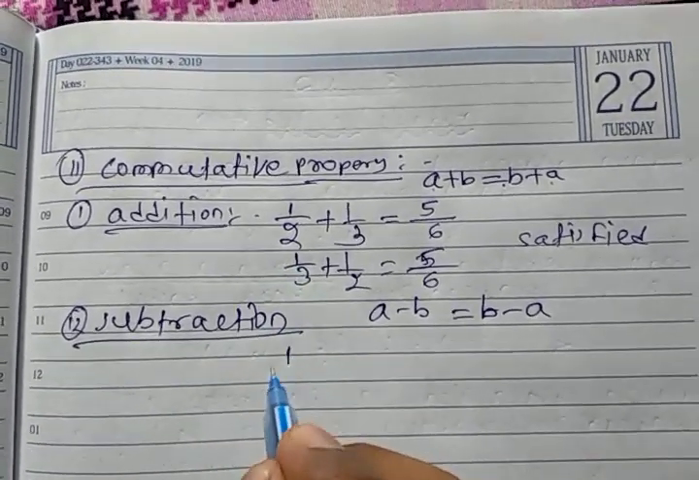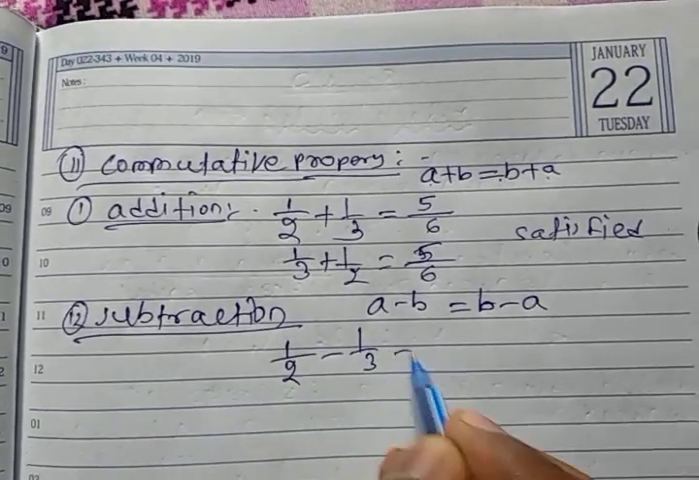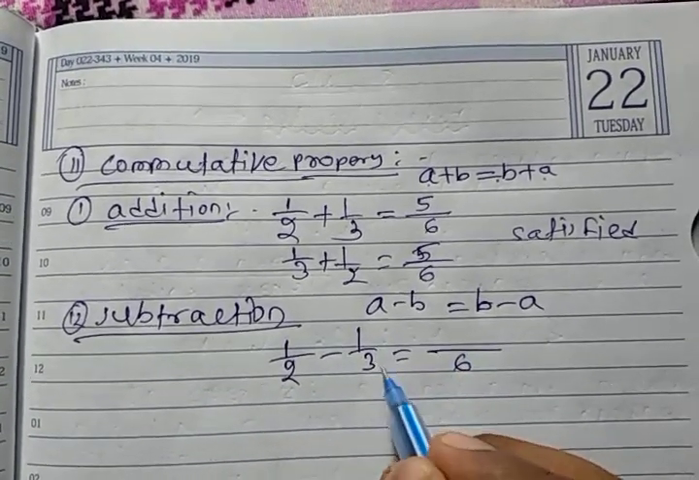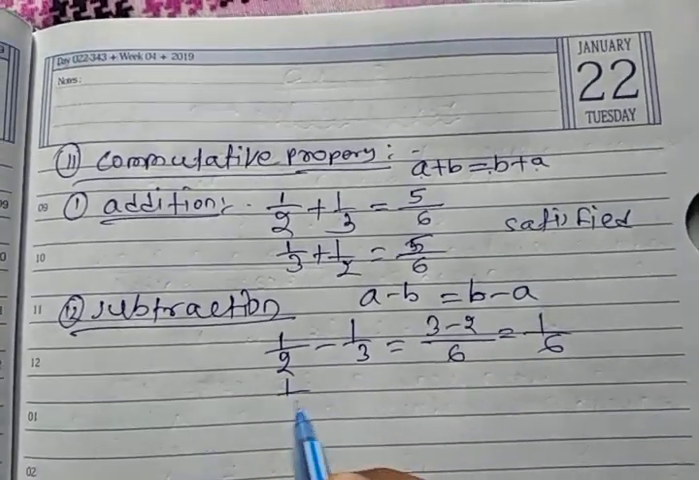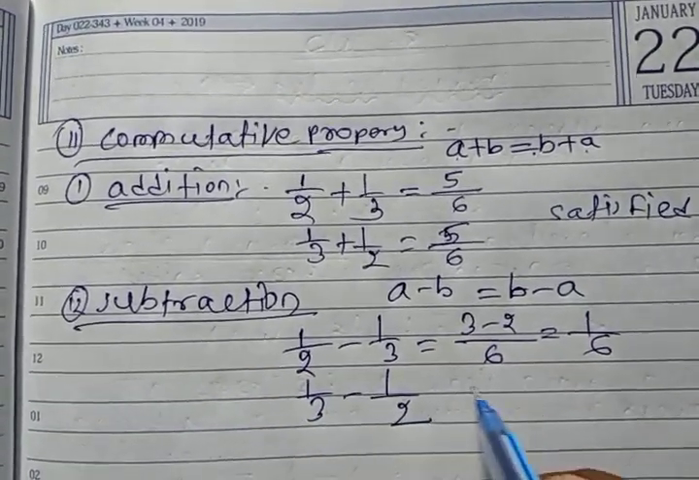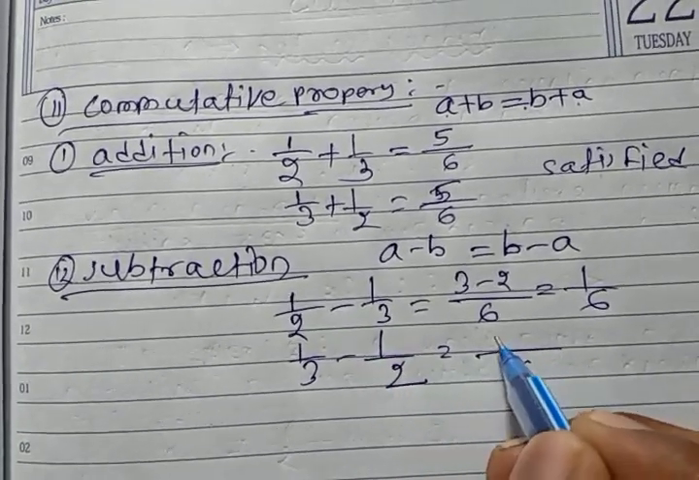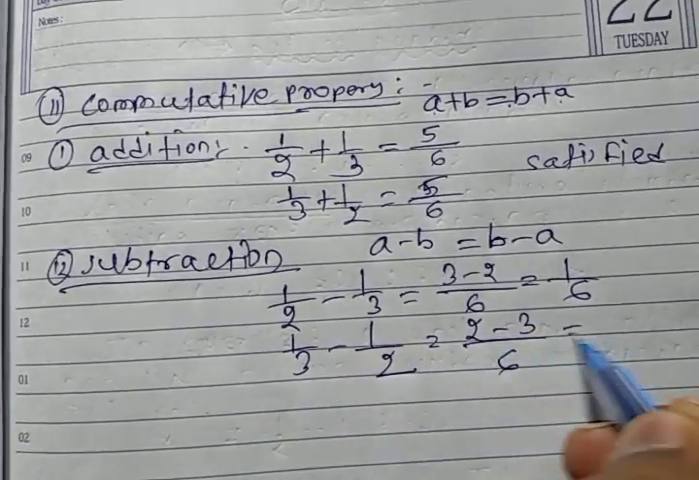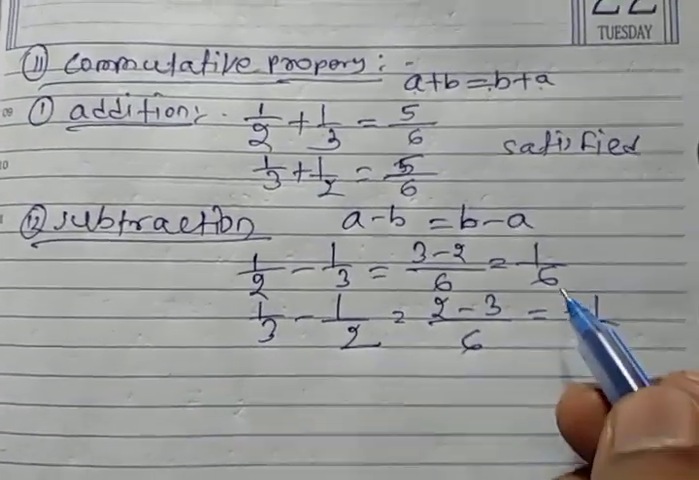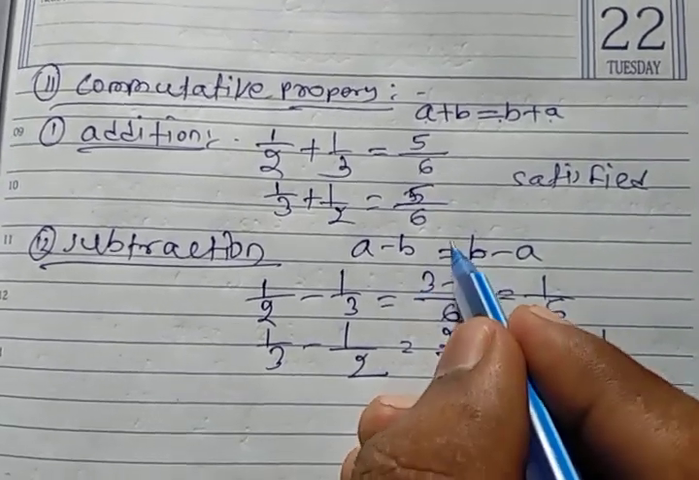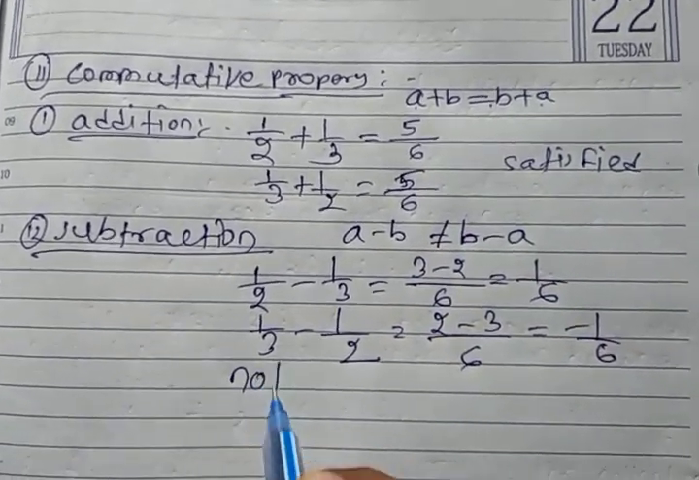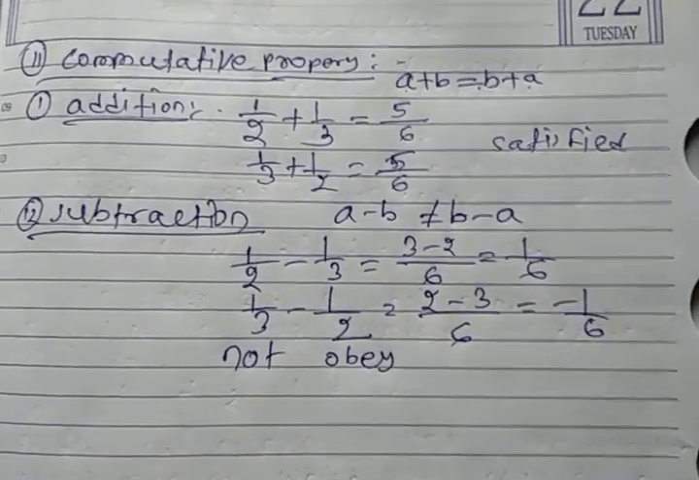Okay, we take the same two numbers. 1 by 2 minus 1 by 3 equals, LCM 6, 3 minus 2 equals 1 by 6. Reversing these numbers, 1 by 3 minus 1 by 2 equals, LCM 6, 2 minus 3, which is minus 1 by 6. These two numbers are not the same. Here it is plus 1 by 6, here it is minus 1 by 6. So it is not satisfied.